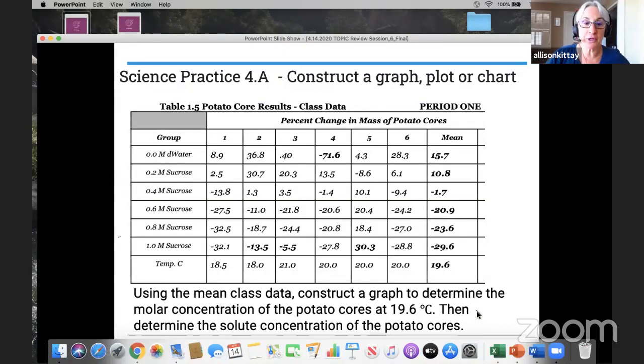So, quick check for understanding. This is something you can do on your own. I've given you some data. Again, it's my class data, and it's asking you, using the mean class data, construct a graph to determine the molar concentration of the potato cores at 19.6 degrees C, and then determine the solute concentration of those potato cores.